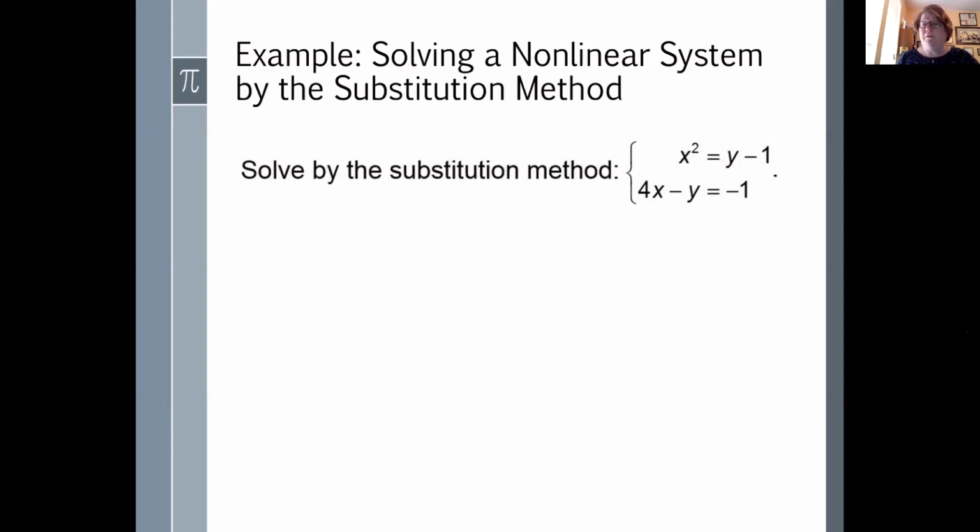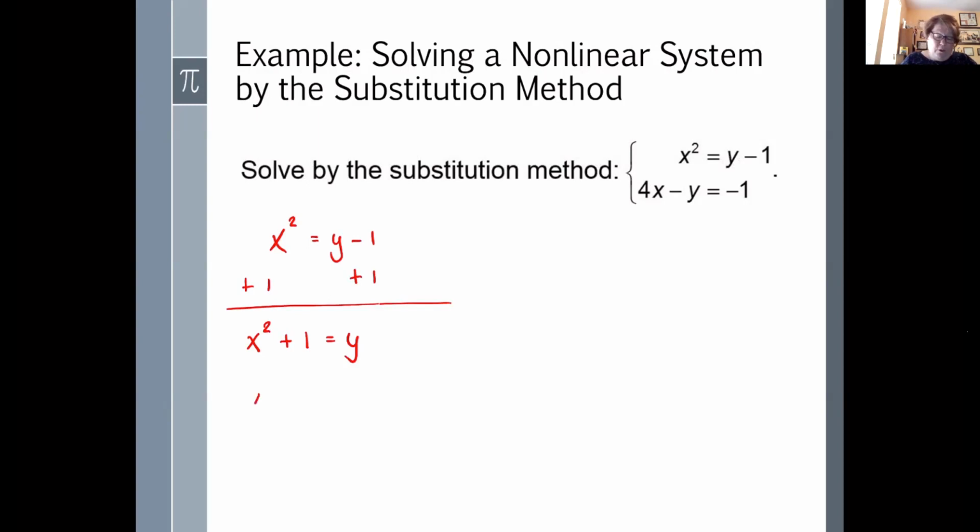So for example, in the first equation, I could fairly easily solve that first equation for y. So I have x squared equals y minus 1. So I could add 1 to both sides. And then on the left-hand side of the equation, I have x squared plus 1. And that's equal to y. So now I could substitute this value for y into the second equation. And I need to be careful because I have a minus outside that y. So I need to be careful that I change the sign of everything.